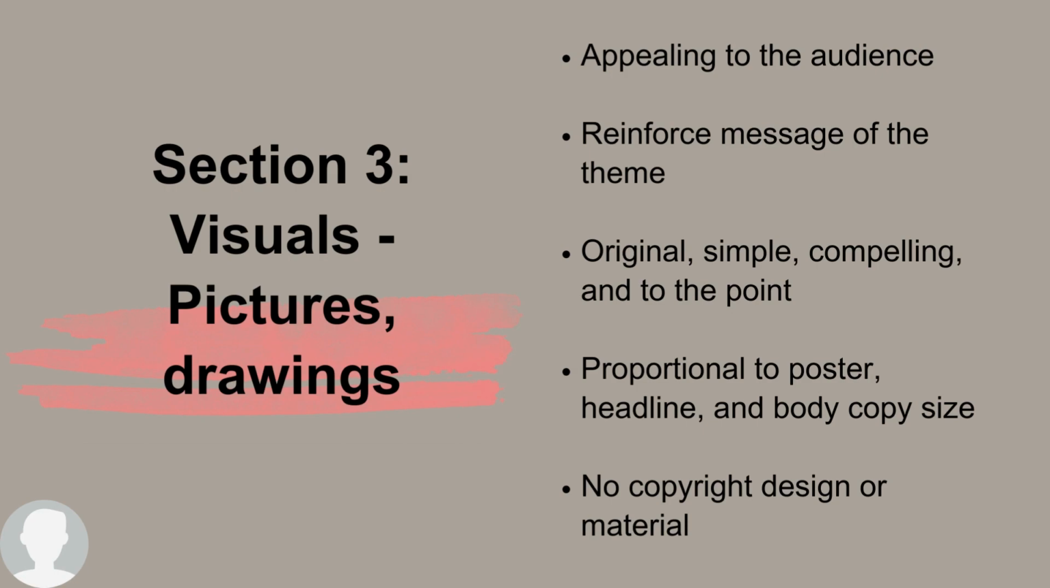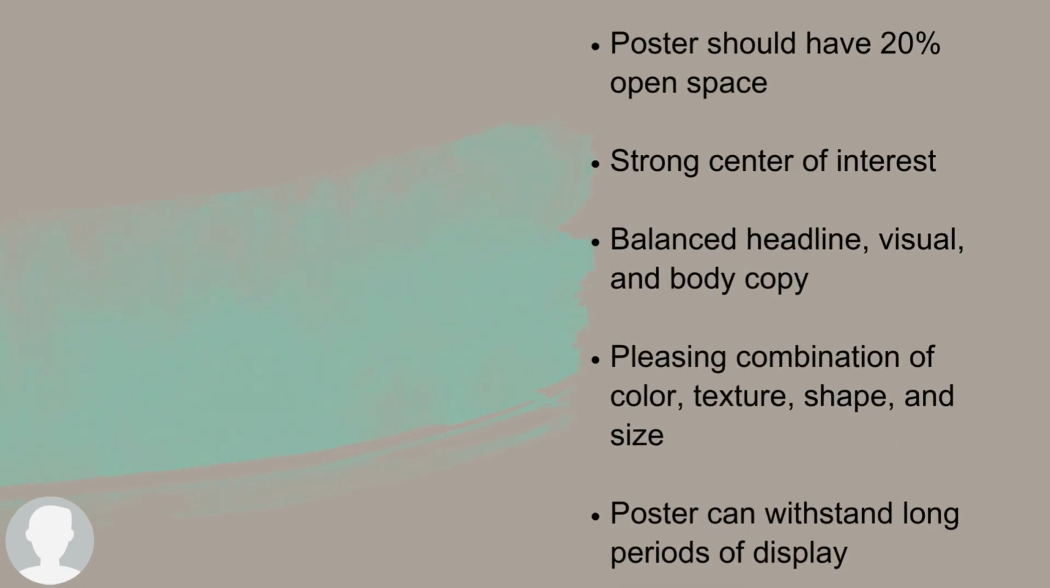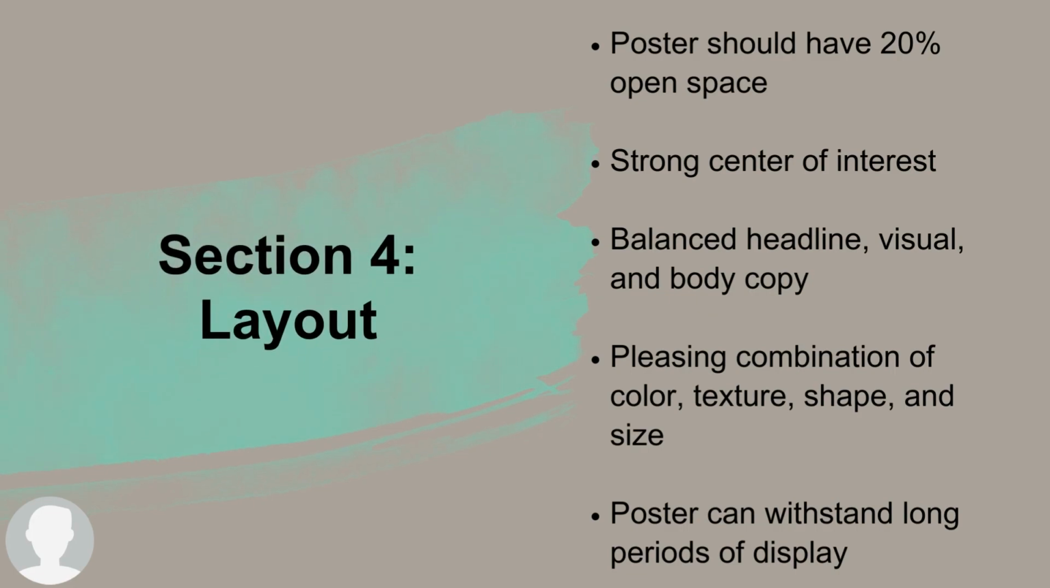For this section, the judges are going to be looking at, is the visual appealing to the audience? Does it reinforce the message of the theme? Is it original, simple, yet compelling and to the point? Is it proportional to the poster, headline, and body copy size? And then additionally, they're going to be checking to make sure that there is no copyright design or material on the poster. The next section we're going to look at is section 4, the layout.